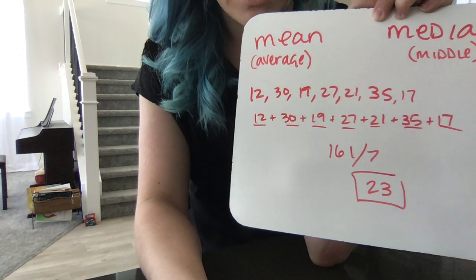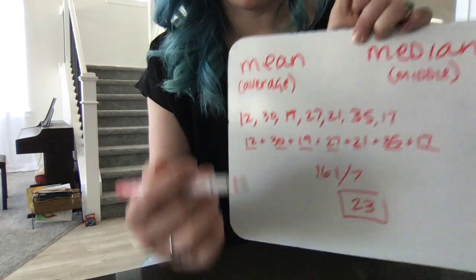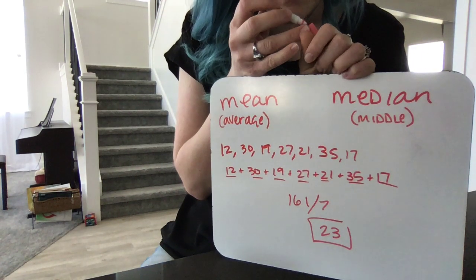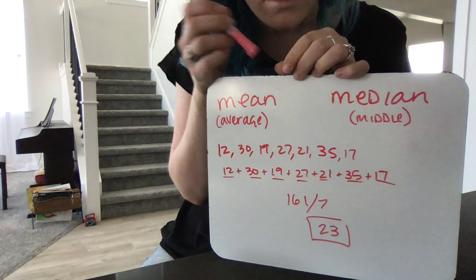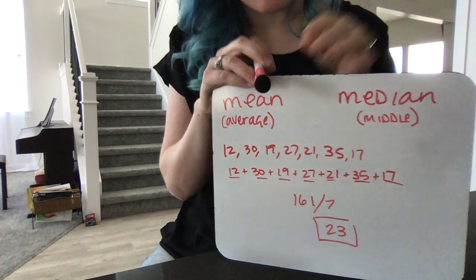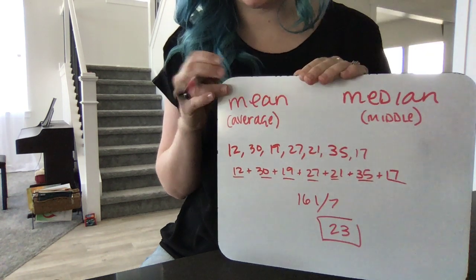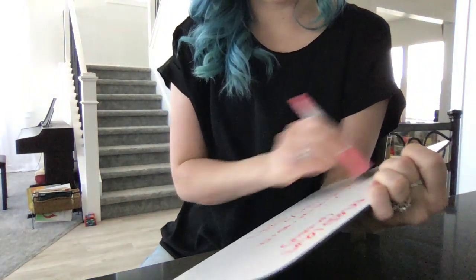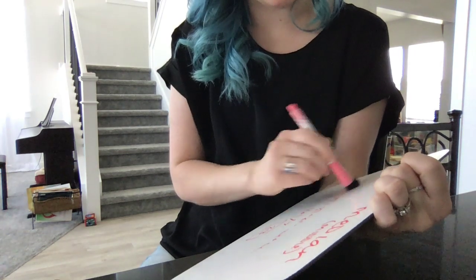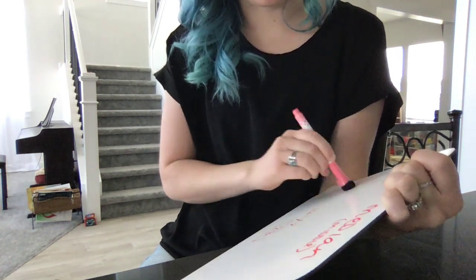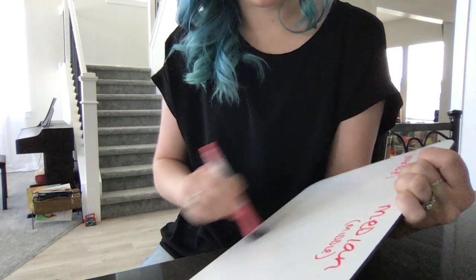Now we're going to take a look at the median. We're going to look at number 7. So this was number 2, and now we're going to look at number 7. I'm going to give you an example of both, and then you're going to do the rest of the page by yourself.